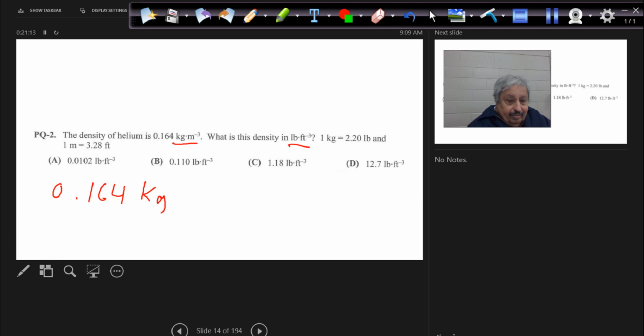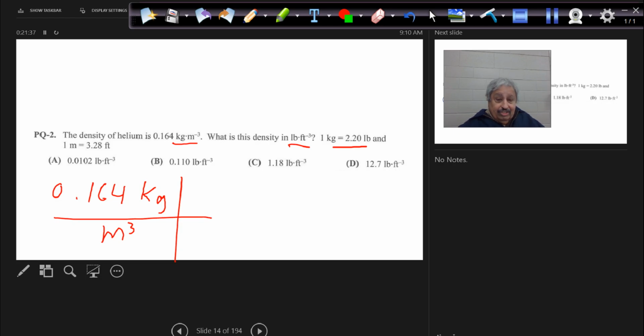Kilogram per cubic meter. I put the per there, so that's cube. Correct? So first you do it one at a time. You have the kilogram, the mass has to be converted from metric to English, and then we have to do the mass and the volume. Then we have to convert the whole thing.